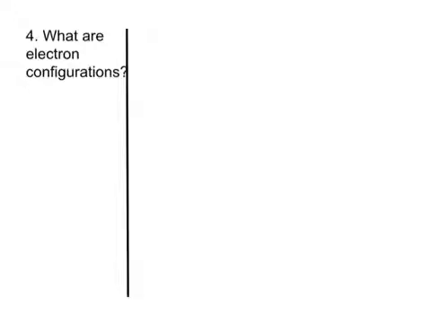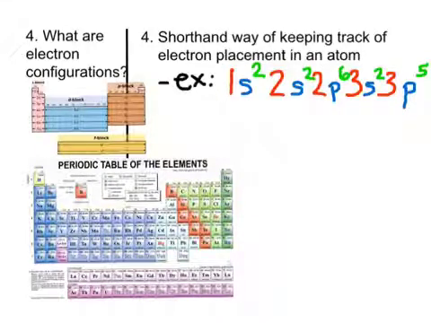Chemists like to keep track of all of these electrons and where exactly they are in an atom. To help us keep track of where these electrons are, we have to learn about what are called electron configurations. An electron configuration is a shorthand way of keeping track of electron placement in an atom. Here in colorful letters and numbers is an example of an electron configuration. In fact, this is the electron configuration of chlorine.